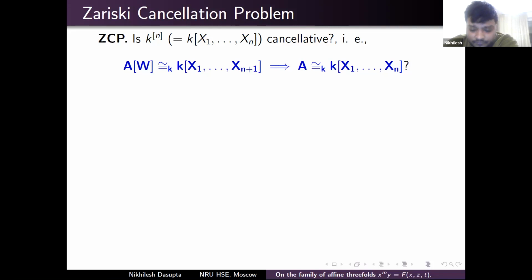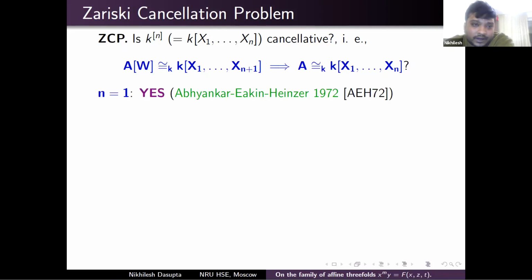Let us look at a few simple cases. For example, take n equal to 1. So the problem translates to: if A[W] is K^[2], a polynomial algebra in 2 variables, is A a polynomial algebra in 1 variable? The answer is yes. It follows from a very seminal paper, I will say a treasure of a paper, by Abhyankar, Eakin and Heinzer of 1972. And let us look at some results obtained in this paper.